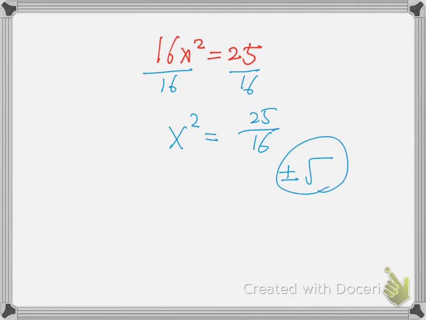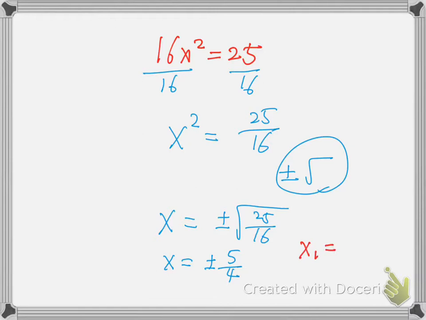On the left we got x. On the right we have positive negative square root of 25 over 16. So x is positive negative 5 over 4. So what are our two solutions? x1 is positive 5 over 4. x2, the other solution, is negative 5 over 4. Two solutions for a quadratic equation. So that's the easier case.